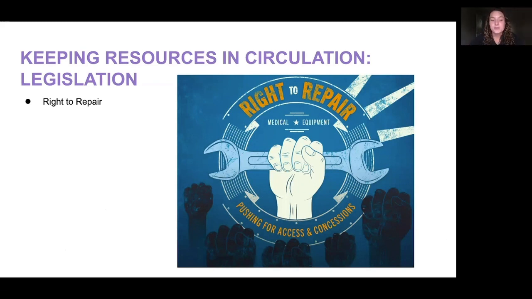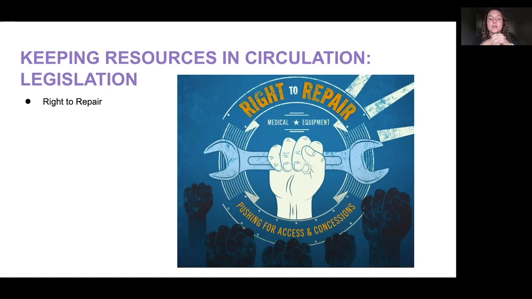So the purple stage, the stage that we're in, this big wheel, is all about reusing, repairing, and sharing. That's how we keep resources in circularity for as long as possible. Looking at our toolbox, we're at legislation now. The main piece of legislation that we'll talk about here is right to repair.